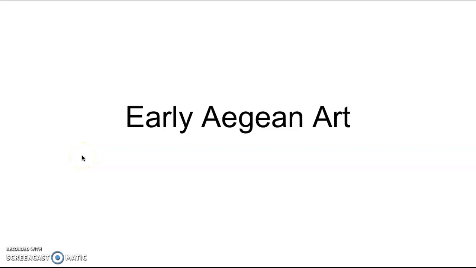Welcome to our fourth ever Art Slides lecture. Today's subject is early Aegean art. The word Aegean references the cultures that flourished on the islands in the Aegean Sea and parts of mainland Greece. There are three main cultures from this area: Cycladic, Minoan, and Mycenaean.